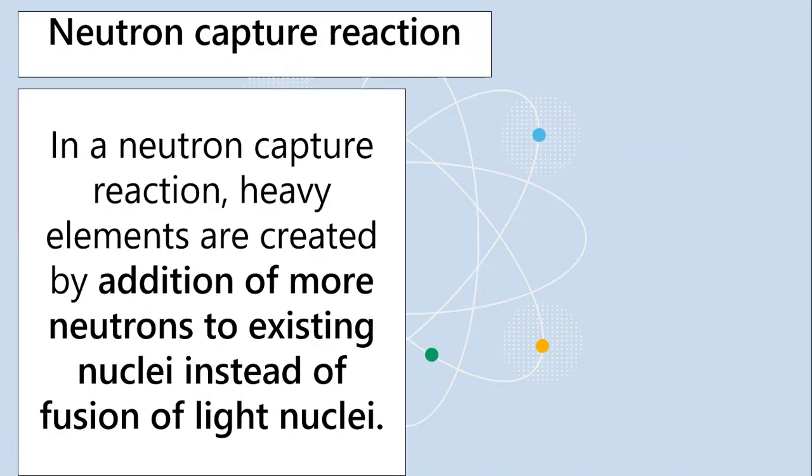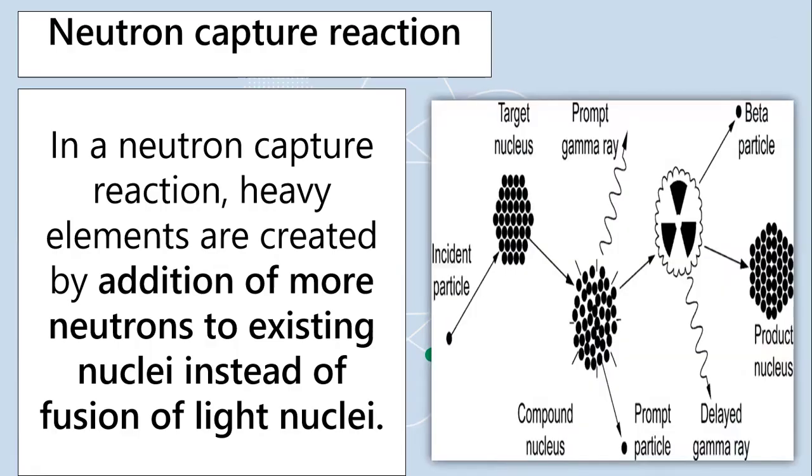In a neutron capture reaction, heavy elements are created by the addition of more neutrons to existing nuclei instead of fusion of light nuclei. So there is no longer fusion here, but an addition of neutrons to a nucleus to produce heavier elements than iron in the periodic table. So this is the diagram. Beta particles are being produced here, but a neutron is also being captured in the process.